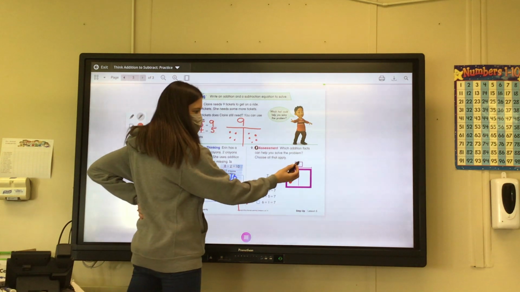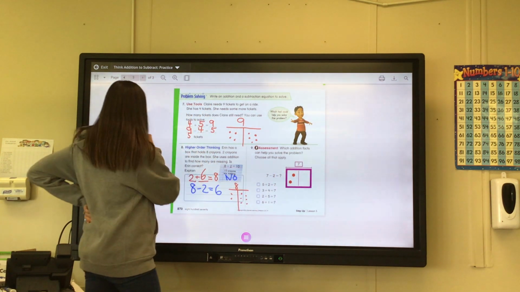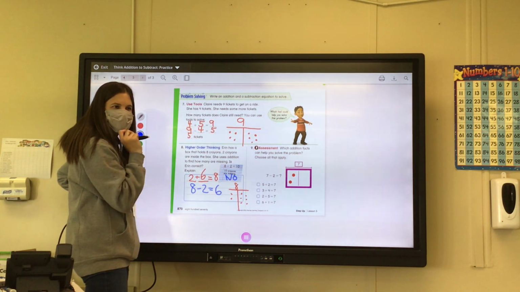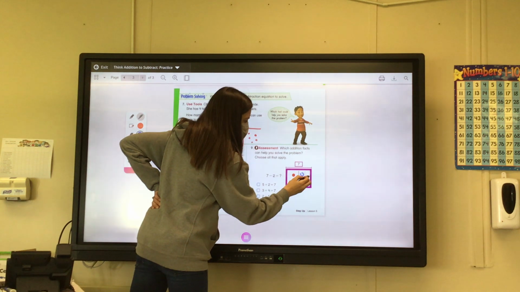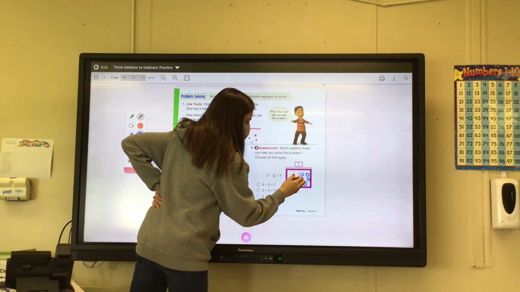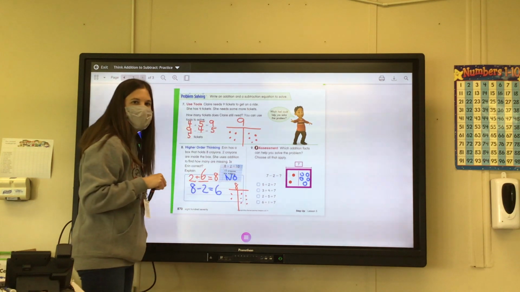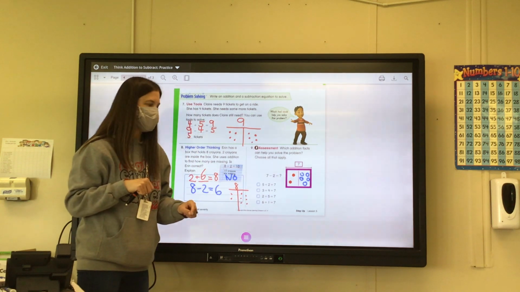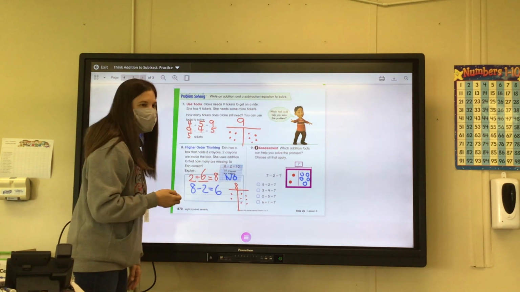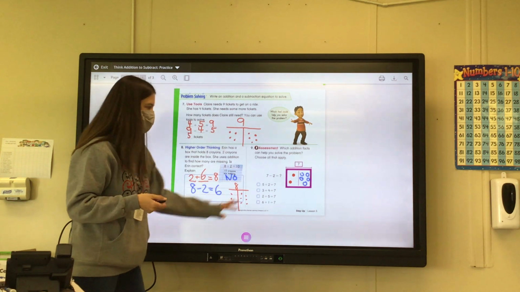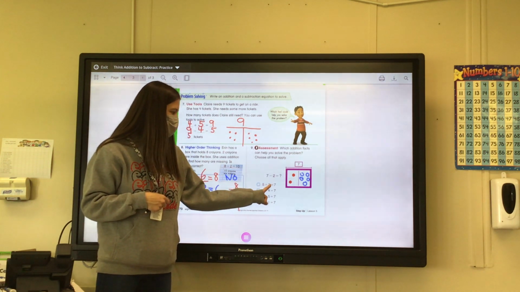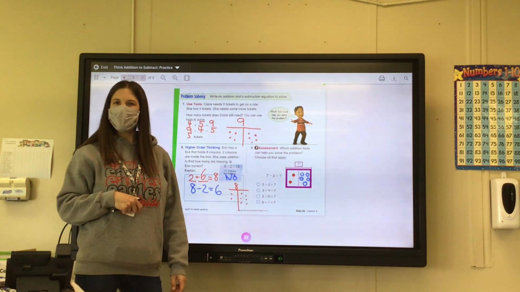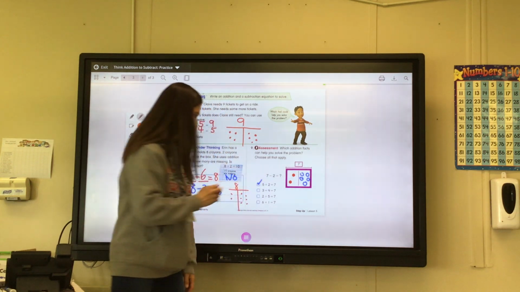Okay, so first let's figure this out. Here's the whole, here are the parts. How many more counters do we need to draw to find the other part? 5. Good. 1, 2, 3, 4, 5. So does this part and this part make the whole? Yes. 2 plus 5 equals 7. Now let's come down here and find which addition equations work. Does 5 plus 2 equal 7? Let's see. 5 plus 2 equals 7, is that right? Yeah, so check that box.